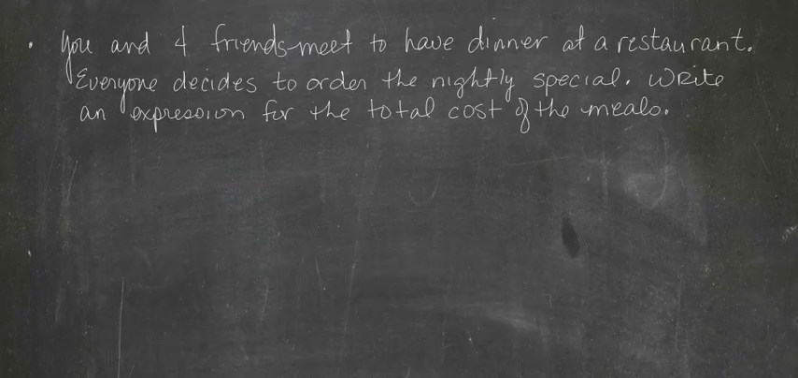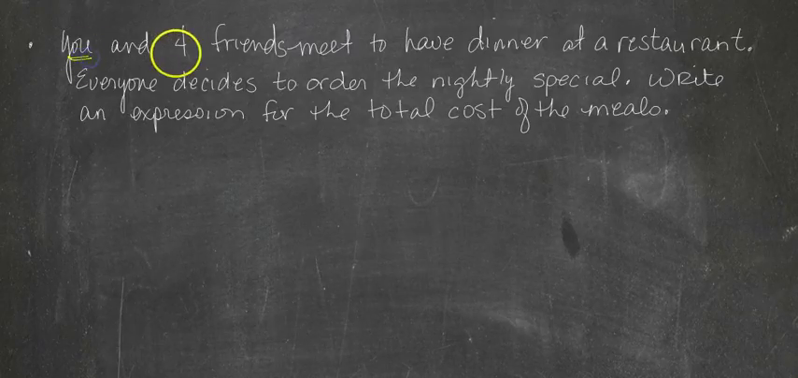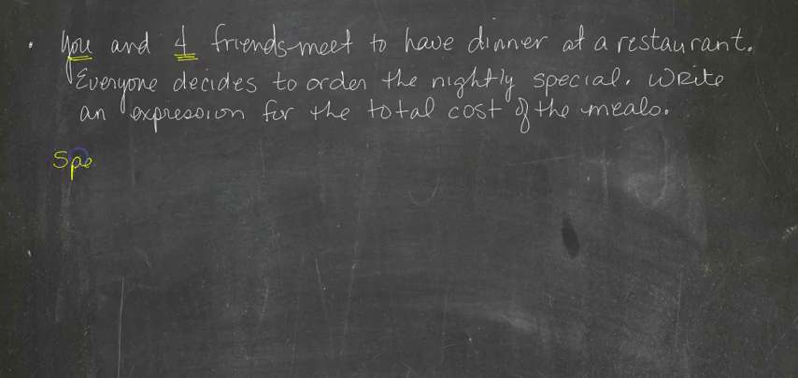You and 4 friends meet to have dinner at a restaurant. Everyone decides to order the nightly special. Write an expression for the total cost of the meals. Okay, so let's see the information that's important. Well, you and 4 friends. So 5 people. I'm not actually even thinking yet about what the question is asking me to write. I'm just thinking, what is all the information that might be of value?